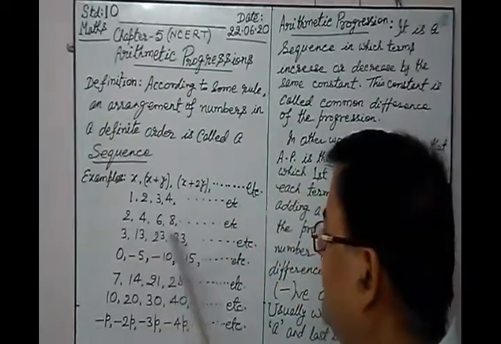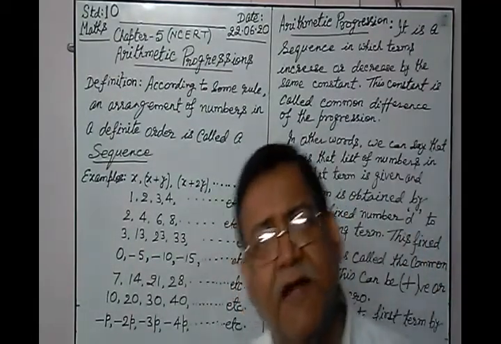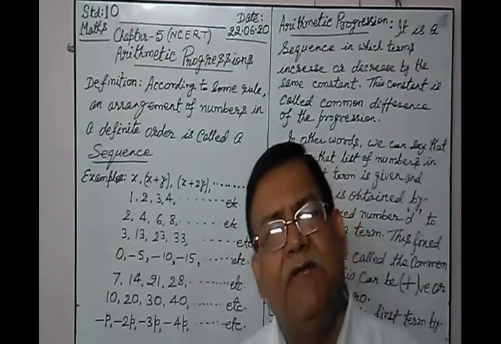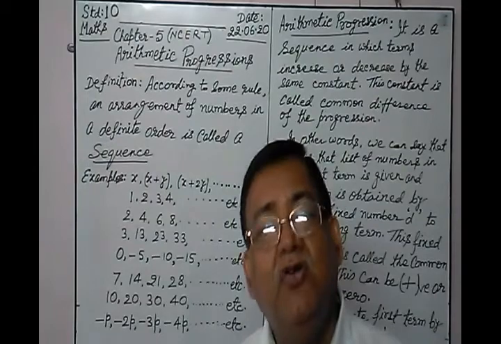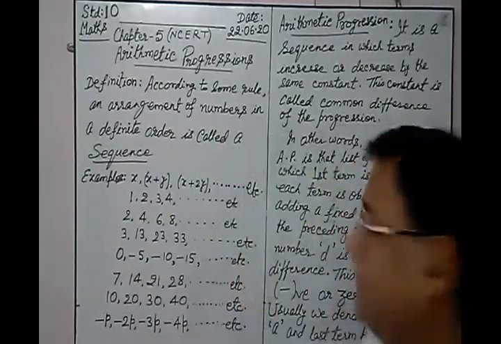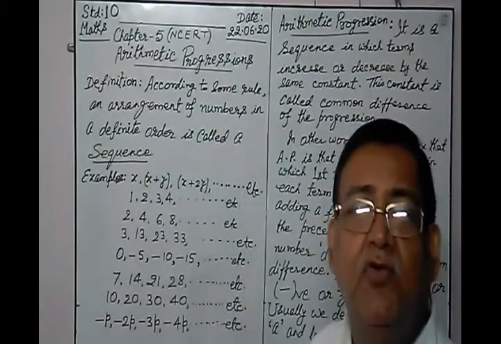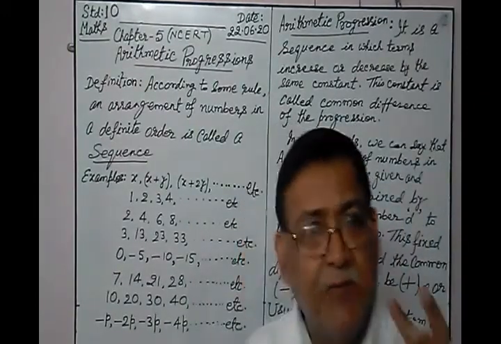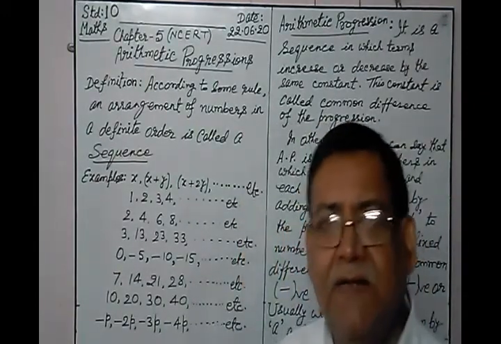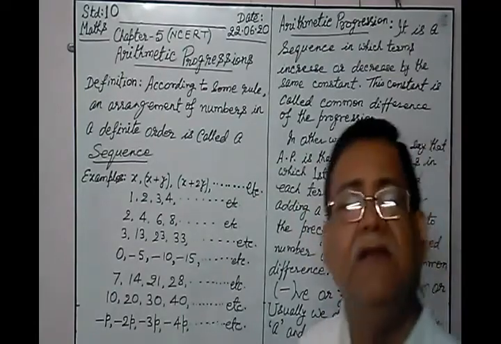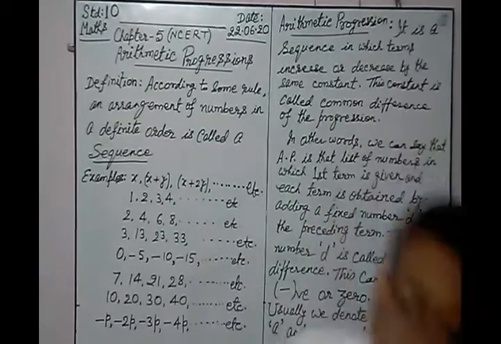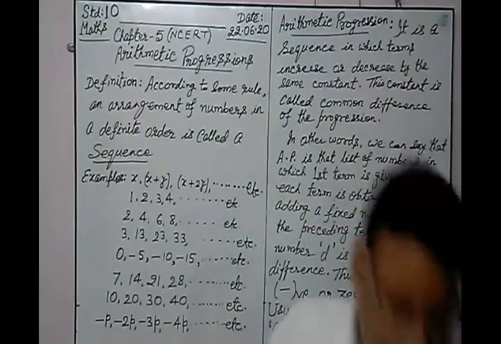Second, 2, 4, 6, 8, 10, 12, 14, 16. Here every term is increasing by 2. So this is the order. It is increased by 2. It is increased by 1. This is called the order. There are some rules. They are maintaining some rules. Some are in increasing order, some are in decreasing order. So this is the rule of increasing and the rule of decreasing.